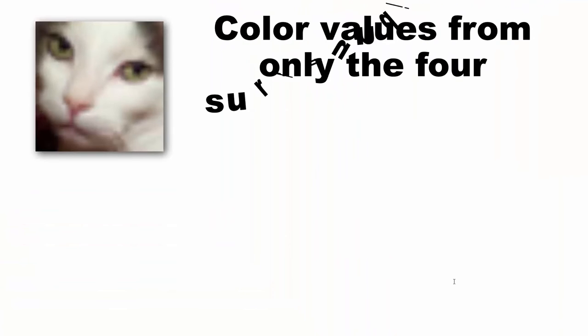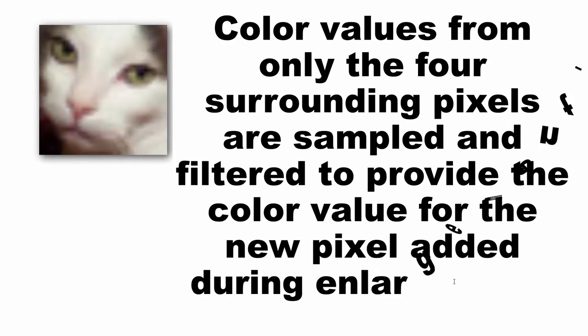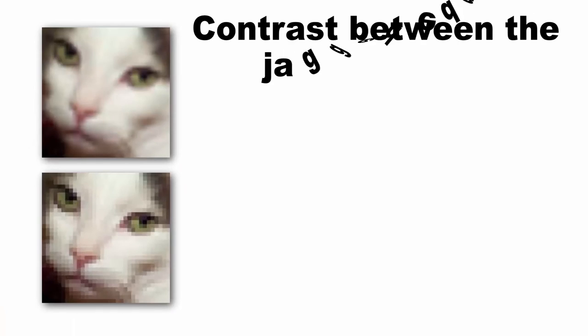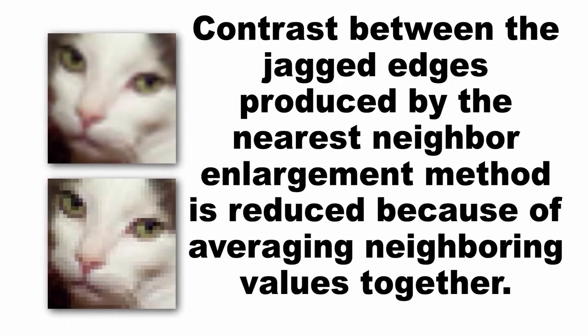Color values from only the four surrounding pixels are sampled and filtered to provide the color value for the new pixel added during enlargement. Contrast between the jagged edges produced by the nearest neighbor enlargement method is reduced because of averaging neighboring values together.